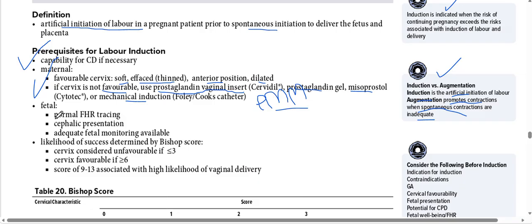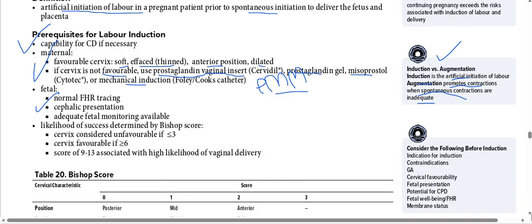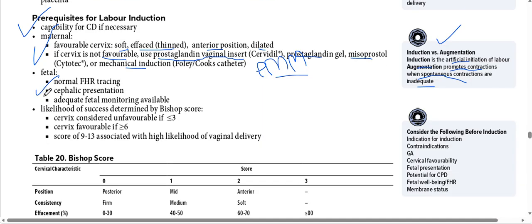Now, the fetal prerequisites are a normal fetal heart rate tracing. The fetus should not be in distress at all. The fetus should be in cephalic presentation, not breech or any other presentation. And adequate fetal monitoring should be available.